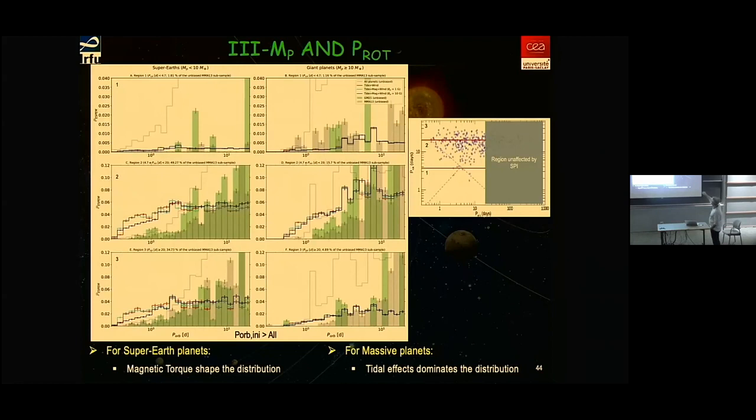So when you don't consider magnetic torque, you have many more planets than when you consider the magnetic torque, which is removing planets. But still, there's a big difference. Okay, thanks. Any other questions?